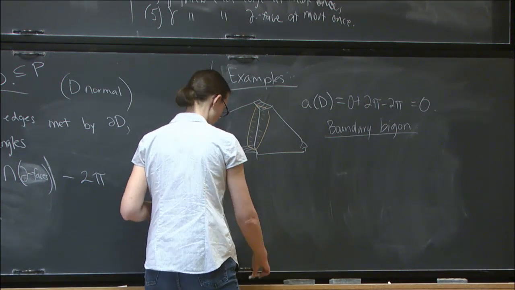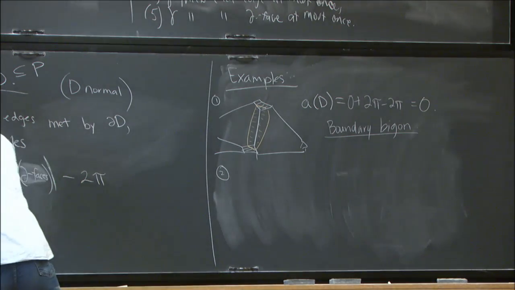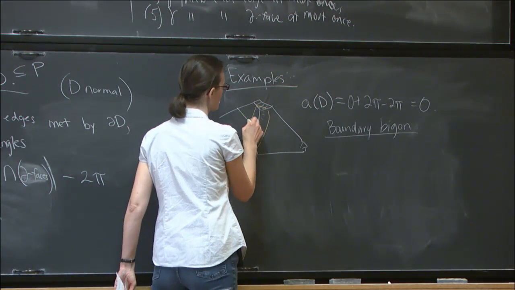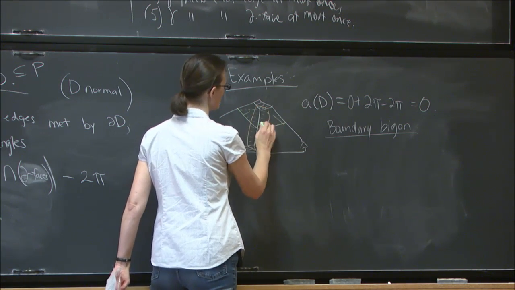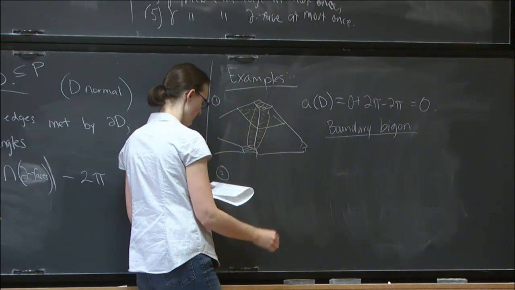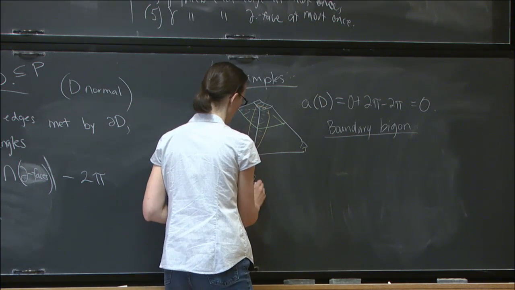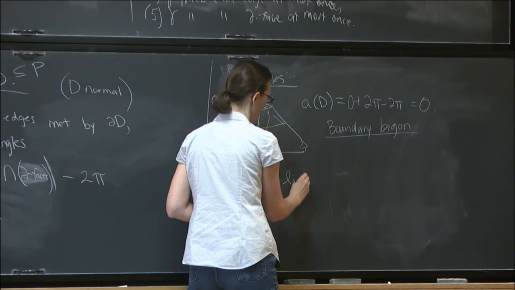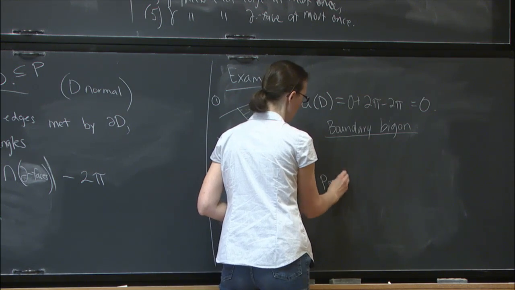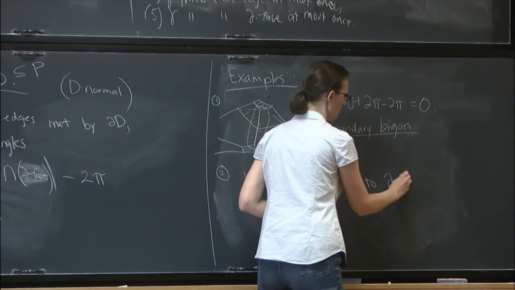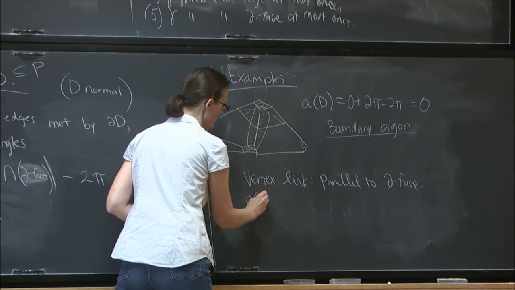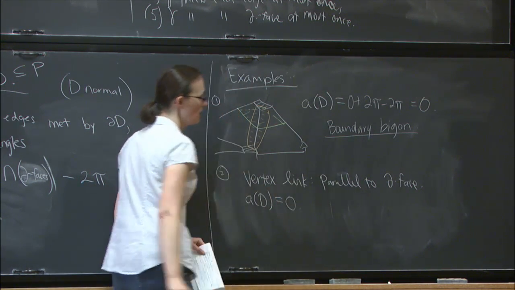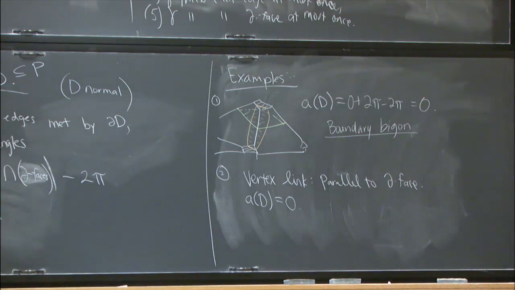And then another one, let me just draw it on top of it. Another example would be a disk which runs parallel to a boundary face. This is this green thing. So a vertex length. Okay, this one also has area 0, and that's by our definition of the angle structure.